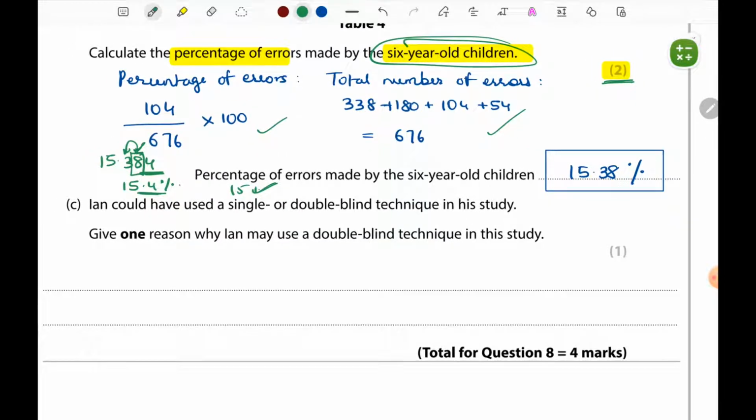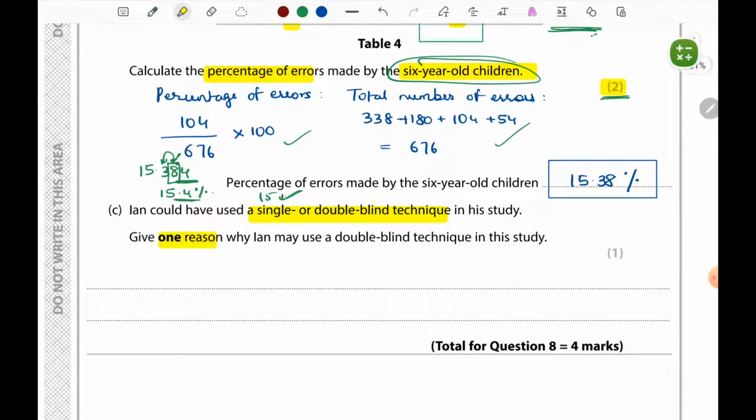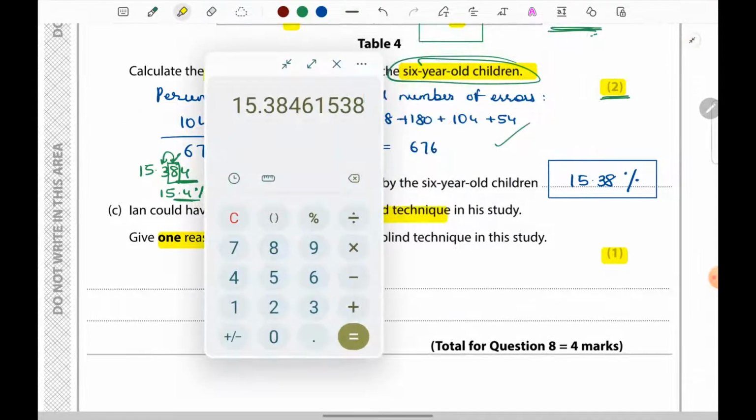Okay, next they've asked us, Ein could have used a single or double blind technique in this study. Give one reason why Ein might use double blind in this study. And this is just for 1 mark.